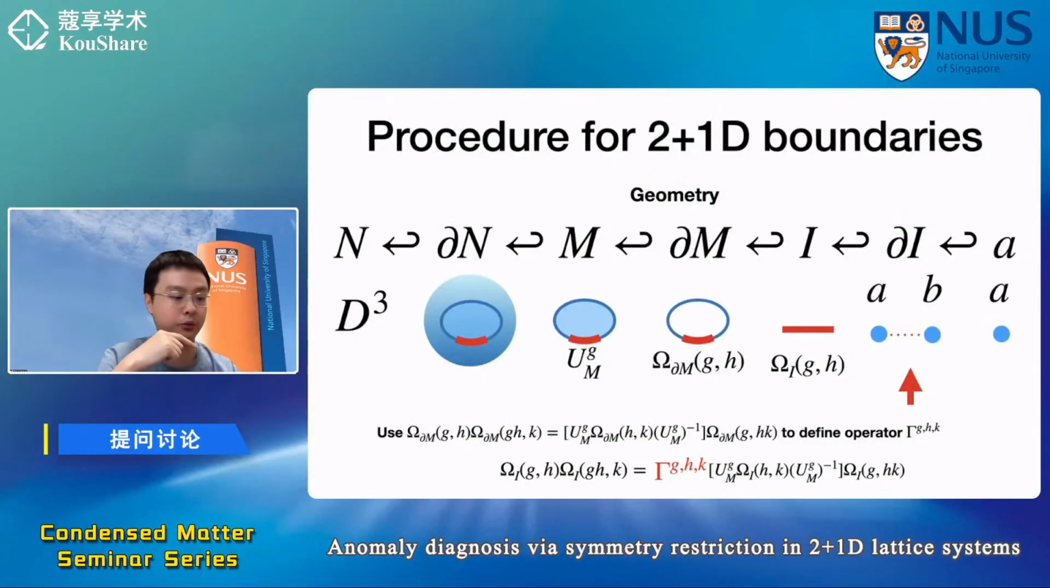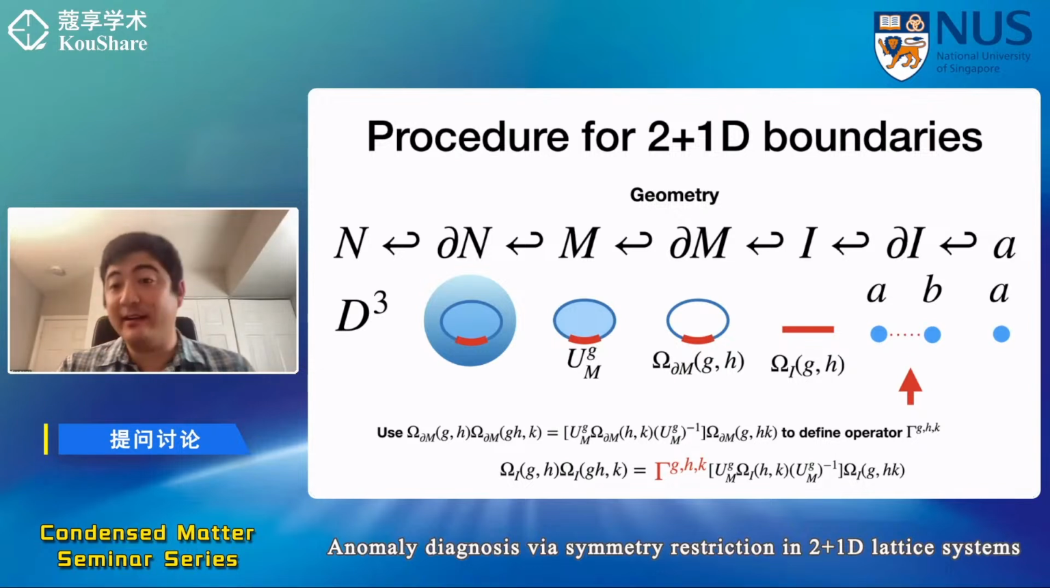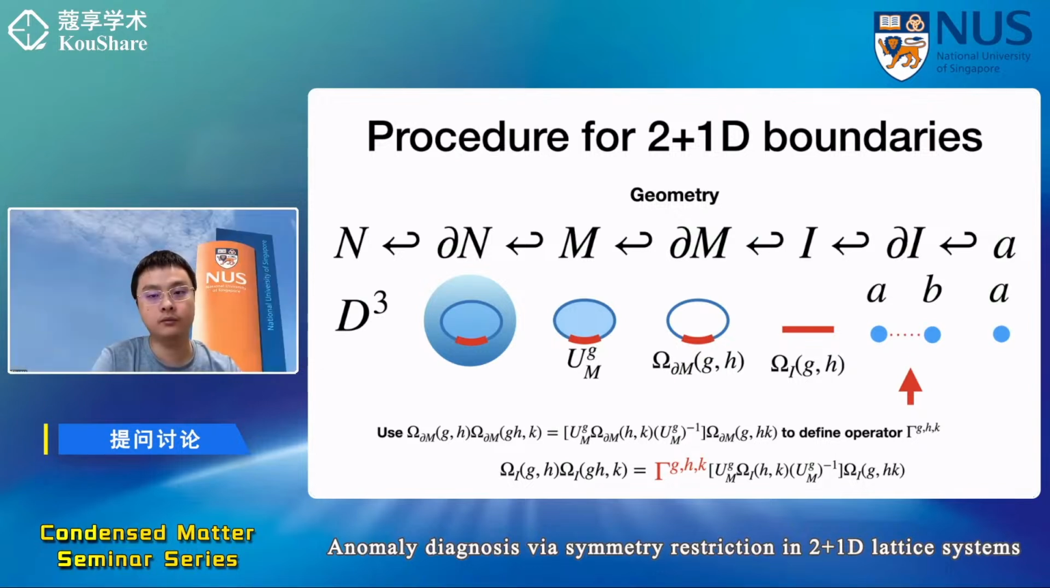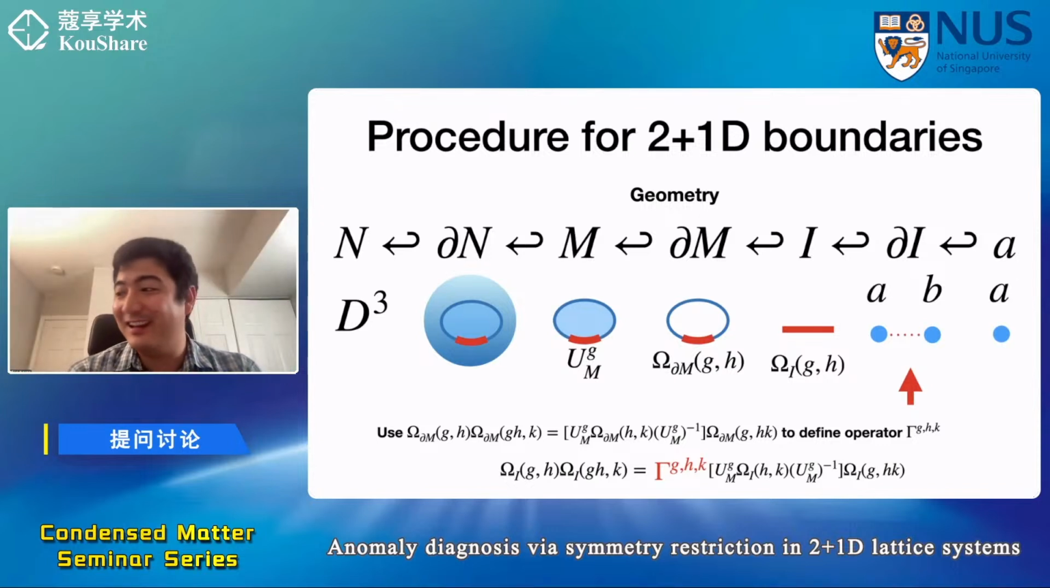Yeah. So I see. So in other words, the anomaly extracted here is purely a property of the symmetry action itself. It has nothing to do with, it doesn't refer to any state or Hamiltonian. Yeah, that is correct. And in fact, maybe I'll use your question to say another thing.